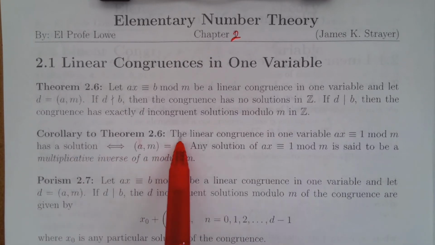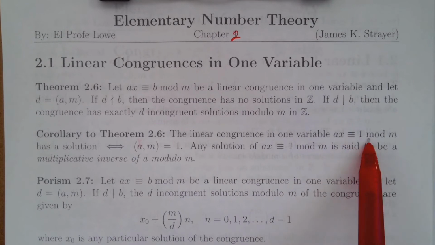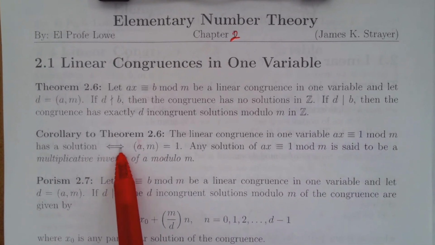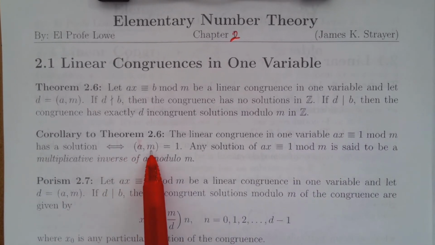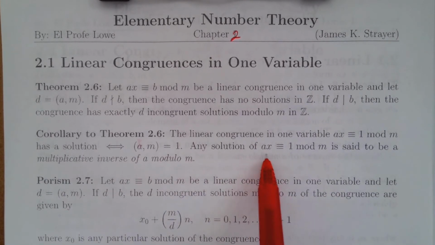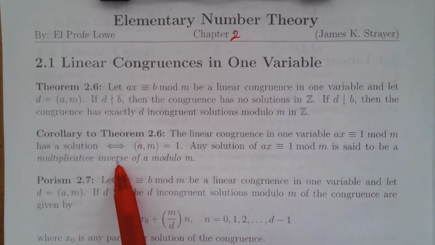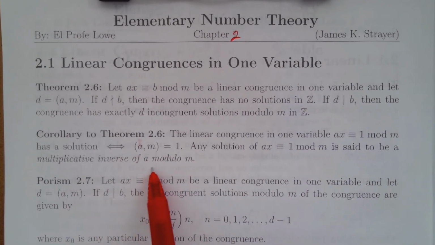We've got our corollary that talks about the linear congruence ax equivalent to 1 mod m having a solution if and only if a and m are relatively prime, and that any solution of ax equivalent to 1 mod m is said to be a multiplicative inverse of a modulo m.